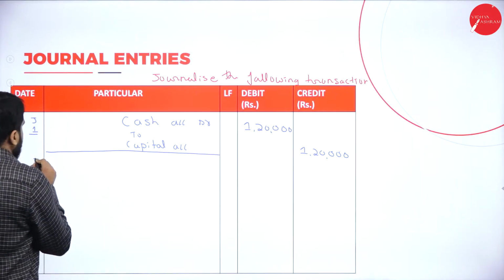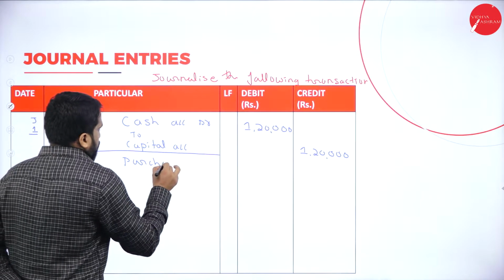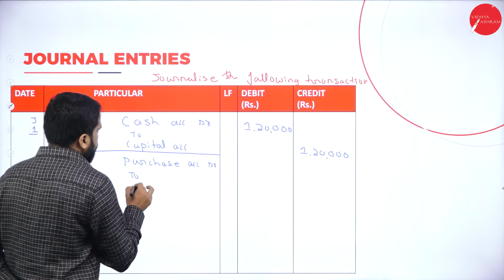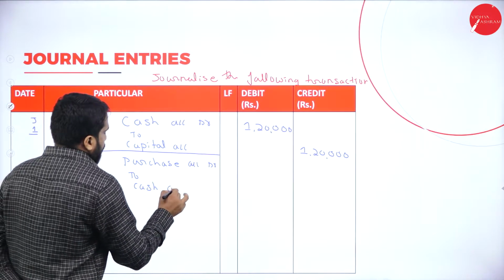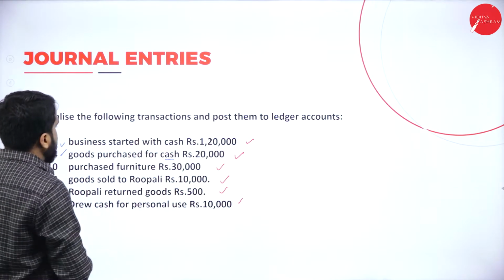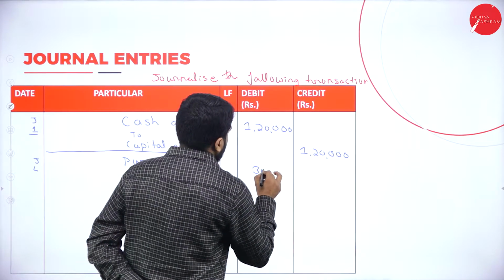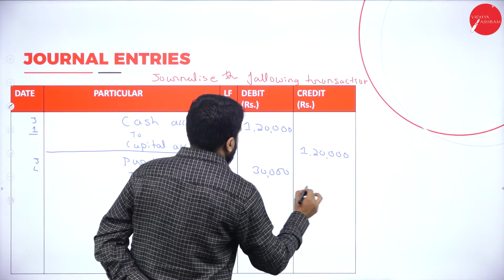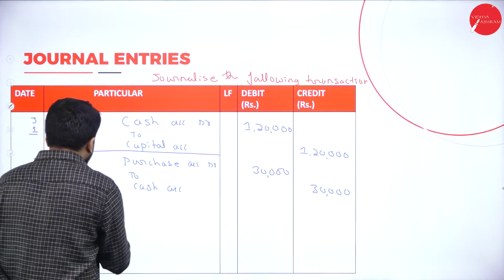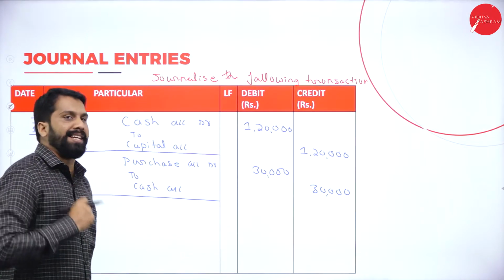Purchase account debited to cash 20,000. January 4th. Purchase account debtor to cash account. What is the amount? We'll see. The amount is 30,000. Now, this will be 30,000 and 30,000. Clear? Up to this, there is no doubt. Now, we'll go for the next one.